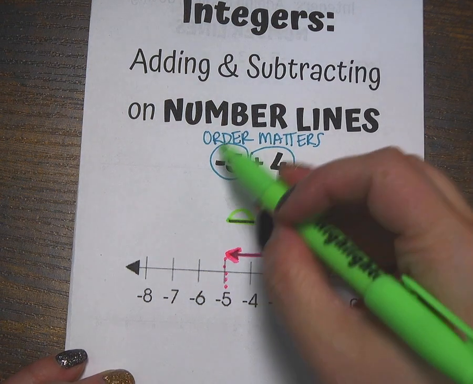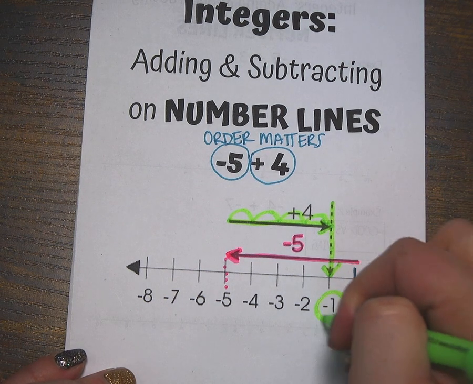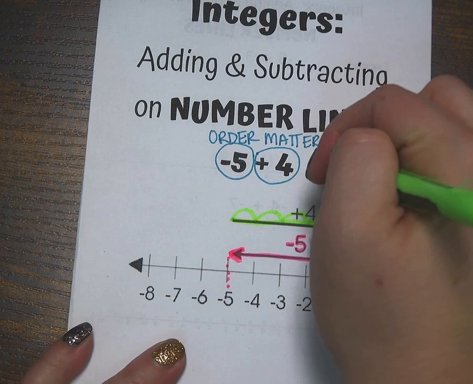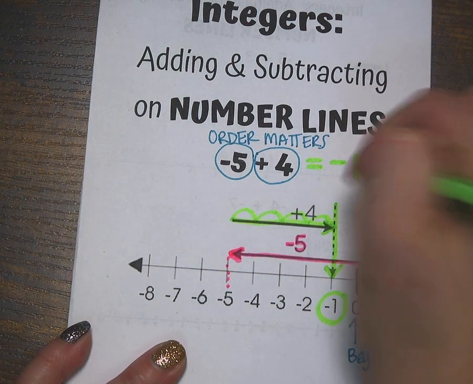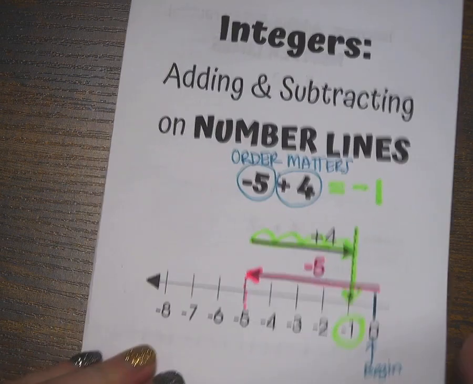And so the solution to this, we're going to trace down. And where did we end up? We ended up at -1. And so the solution to this expression is -1. And now it's an equation because it has an equal sign. Okay, so that's the example in the front.